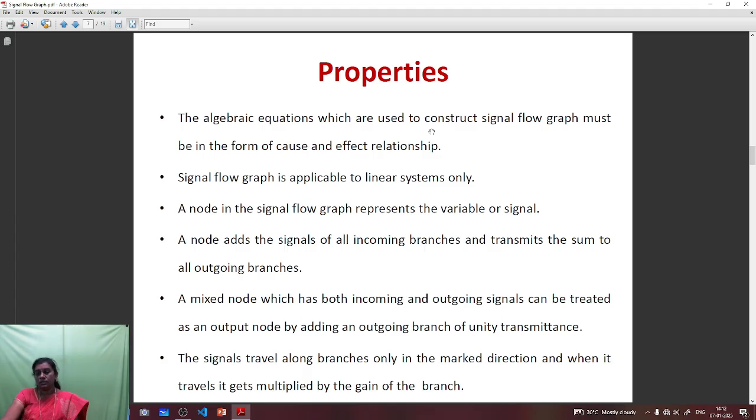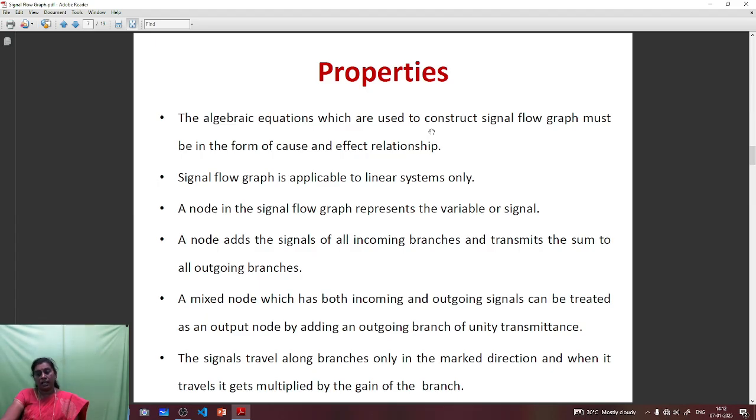And one more thing is the mixer node. A mixer node has both incoming and outgoing signals and can be treated as an output node by adding an outgoing branch of unity transmittance. That can be considered as a mixer node.